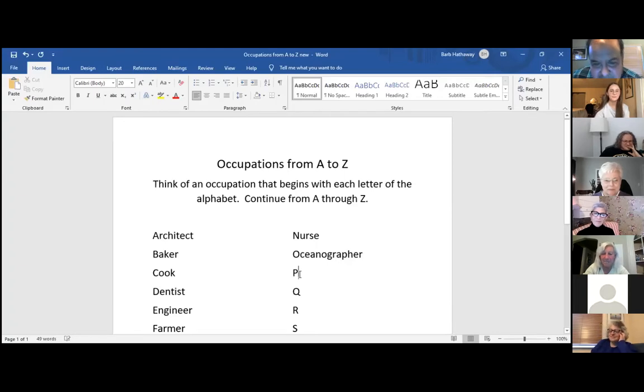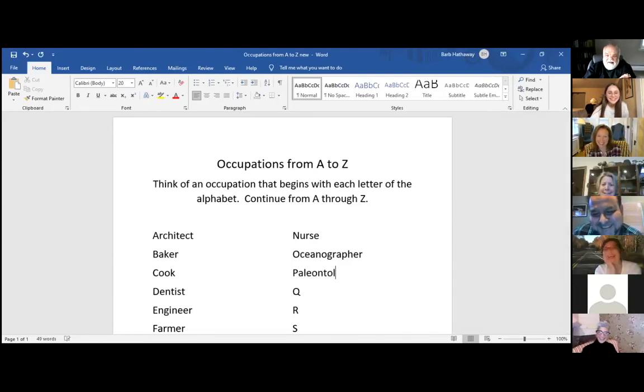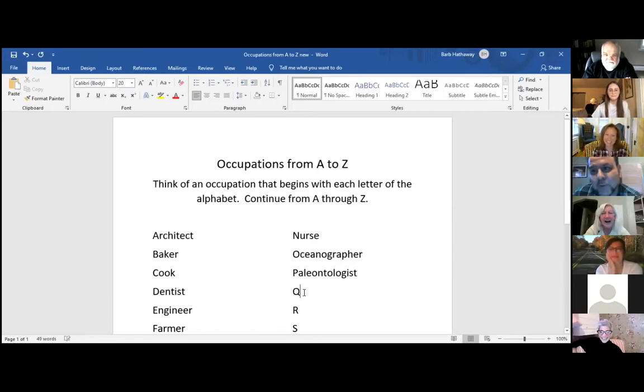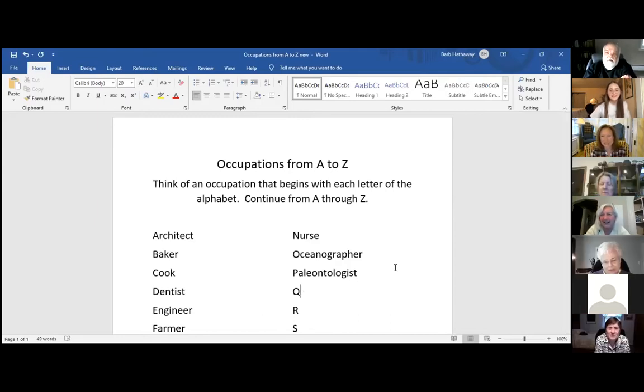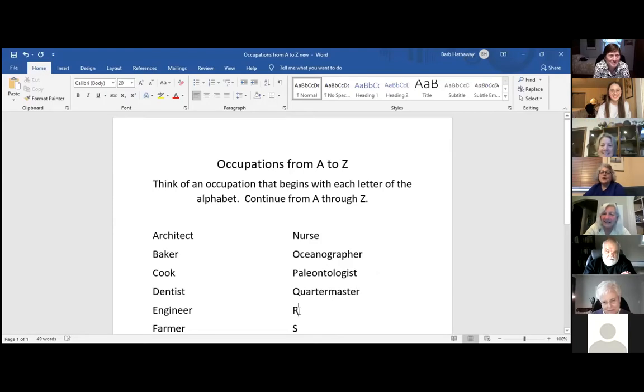Okay, P. Painter. Photographer. Police officer. Did somebody say paleontologist? Yes. Now you gotta spell it. I know, this is challenging. There you go. That's a really old one. Okay, here's a tough one. Q. Queen. Okay, that's queen or quilter? Quilter, yeah. Quartermaster. Quarterback. All right, quartermaster. I like that. That's new.